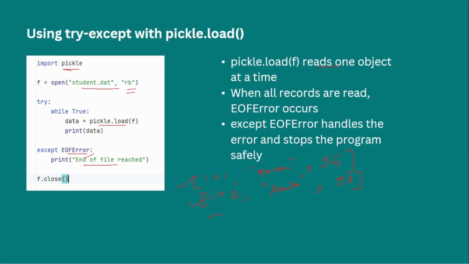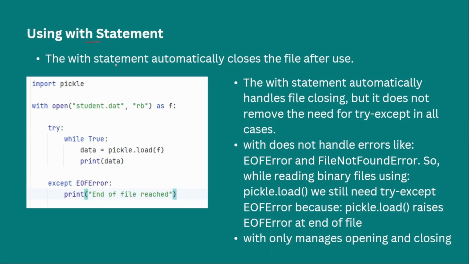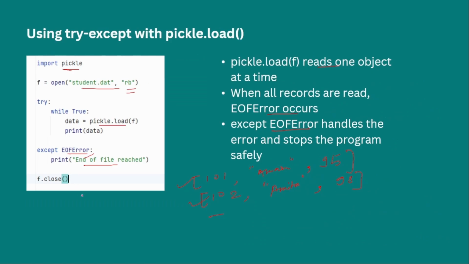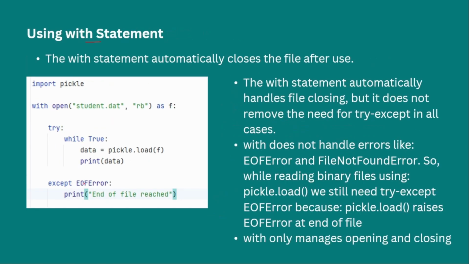So pickle.load reads one object at a time. When all records are read, EOFError occurs. Except EOFError handles the error and stops the program safely. So whenever we do except EOFError, this handles the error and the program is stopped. Now using the with statement automatically closes the file after use. So here we can see we had to explicitly close this file, but in case of with, we don't have to write f.close. So here we are saying open student.dat in read binary as f.